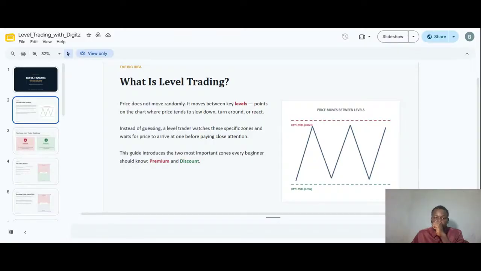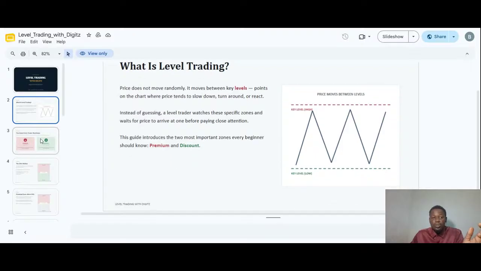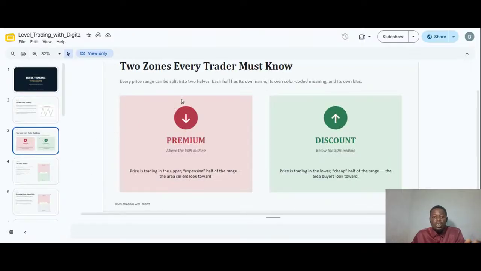Now this guide introduces two of the most important zones every trader should know: the premium zone and the discount zone. Every price range can be split into two halves. Each half has its own name and its color. I even made it easier, I color coded it so that you can know the meaning, and it has its own bias.